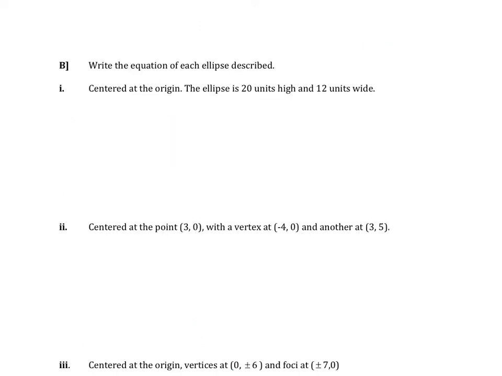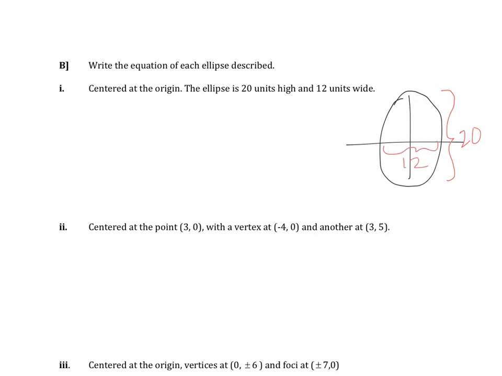All right. So now here's a couple of examples that I'm not asking you to graph, I'm just asking you to interpret the information and write an equation in the standard ellipse form. It might help to draw a picture just so that you can see what it looks like. So this first one is centered at the origin. The ellipse is 20 units high and 12 units wide. So 20 units high means this entire thing is 20 units. That's how I would interpret it, at least. And then 12 units wide means this whole thing is 12 units.